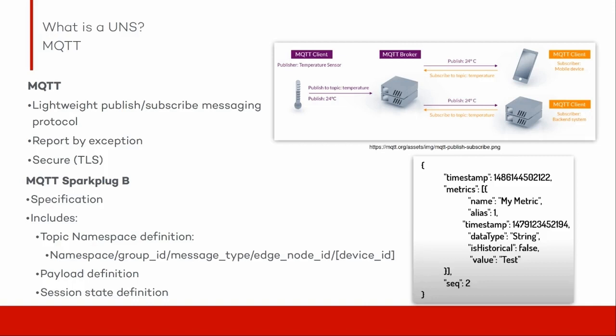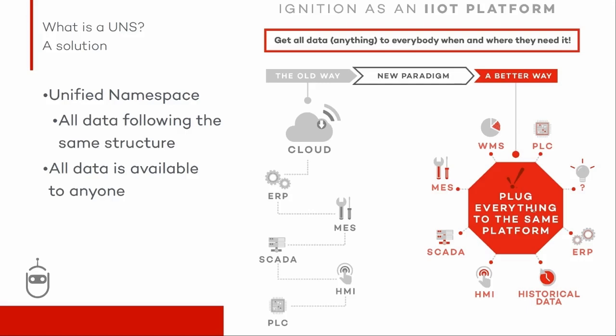MQTT is report by exception, and what that means is that it reports new values when they change. So in the diagram here on the right, we can see that we have an MQTT client as a publisher. It publishes a temperature value, and then we have an MQTT broker, and then we have two MQTT clients as well that are subscribers. The MQTT client that is a publisher, in this case a temperature sensor, has a value of 24, and that is being published to the broker, or the MQTT server. It's called a broker, but that's where everybody is communicating into, and the broker would also be placed here in the platform.